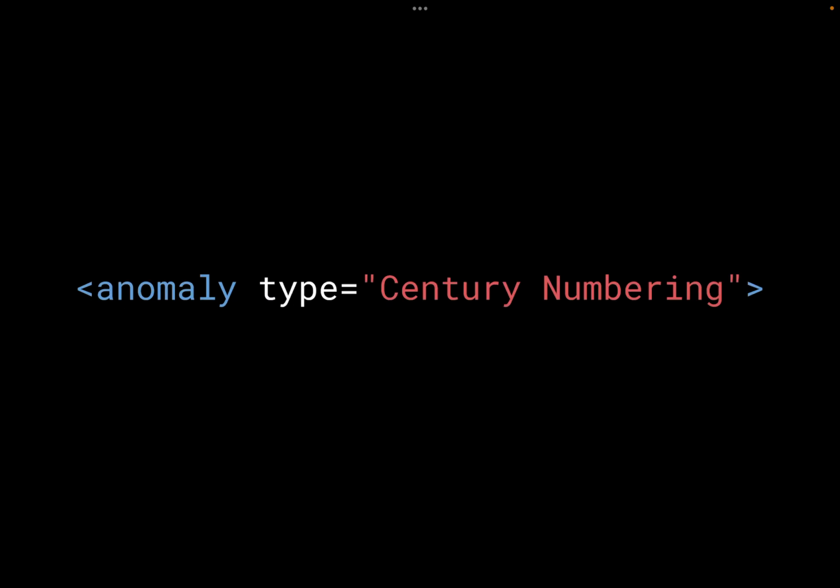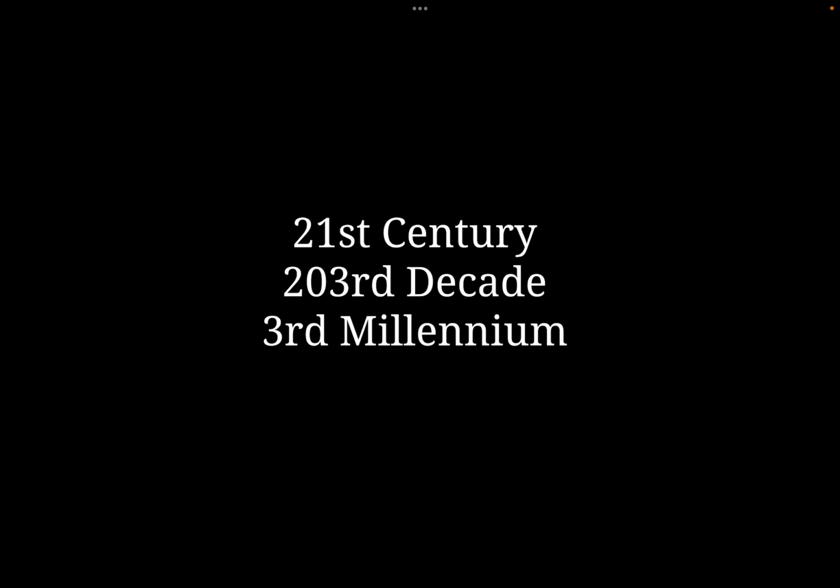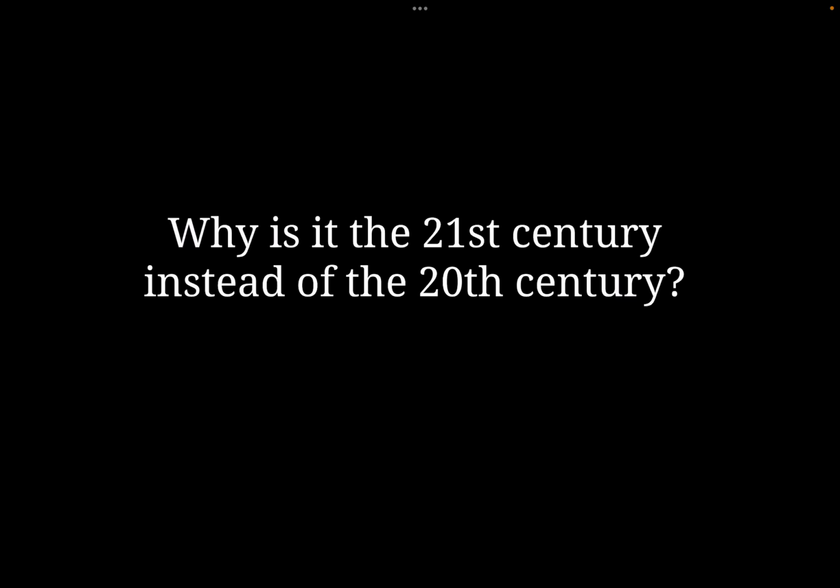The first one is century numbering. So obviously, this current century that we are in is the 21st century. But if you think about it, it would make more sense if it was the 20th century, because if you look at the first two digits of the year, it is 20 instead of 21. So why is it the 20th century? And you can extend this to decades, where it's the 203rd decade instead of the 202nd, and it's the third millennium. So why is it the 21st century instead of the 20th century?